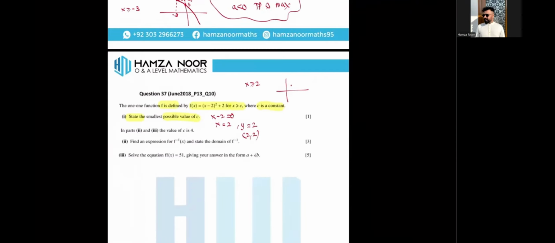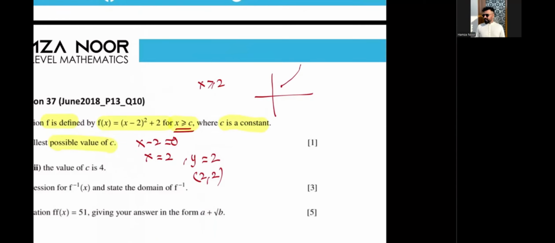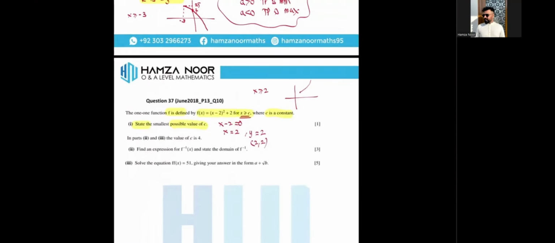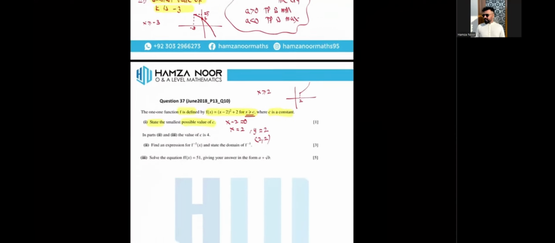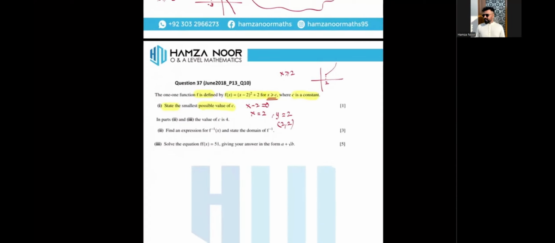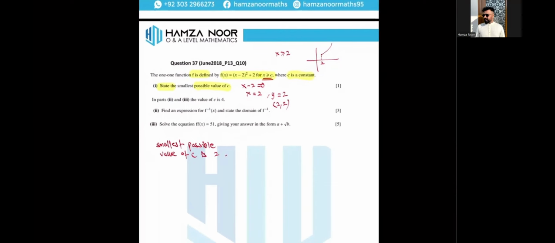Okay, so when the domain is like this, x is greater than or equal to 2, then it would be a one-to-one function and this would be the smallest possible value of c. So therefore, our answer for part 1 would be c is equal to 2. We can say that the smallest possible value of c is 2. Okay, so for 1 mark, we need to just state this. This was part A, meaning part 1.